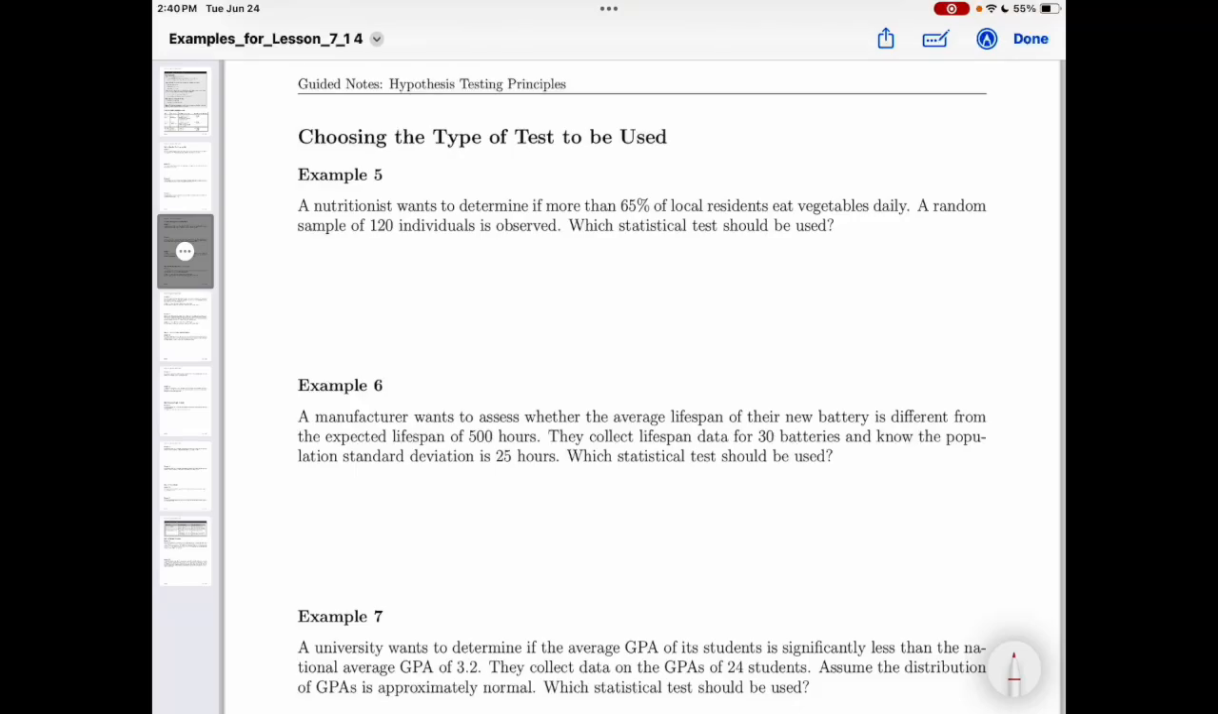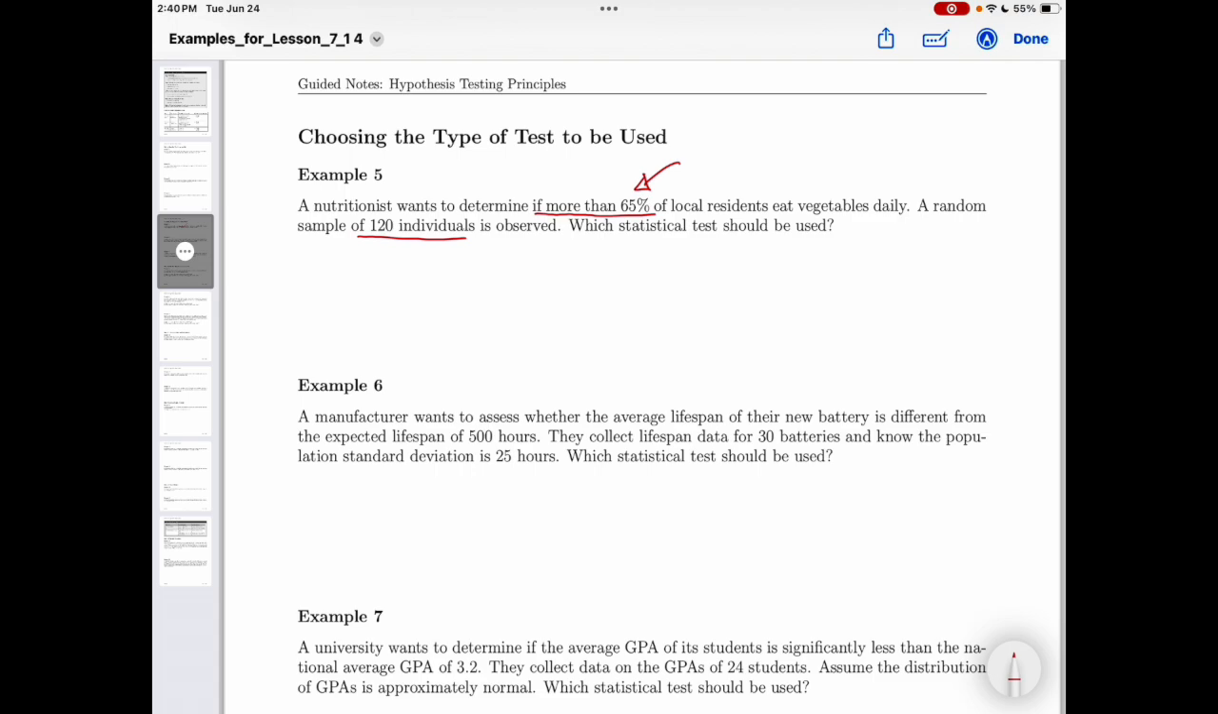In examples 5 through 7, we're going to choose the type of test to be used for a hypothesis test. So example 5 reads, a nutritionist wants to determine if more than 65% of local residents eat vegetables daily. A random sample of 120 individuals is observed. What statistical test should be used?